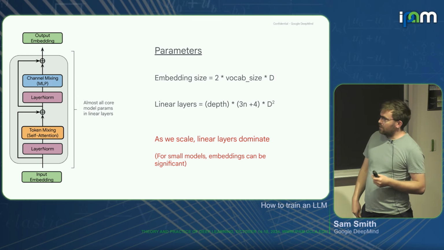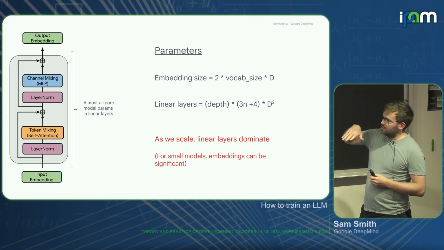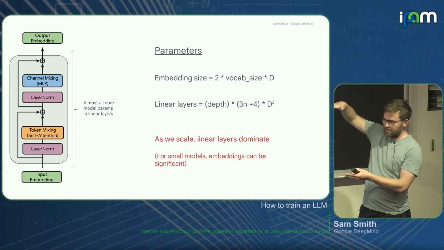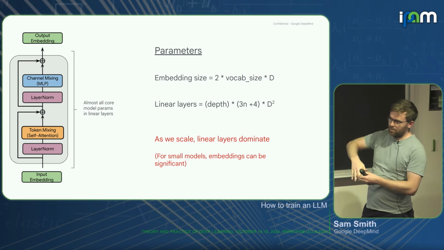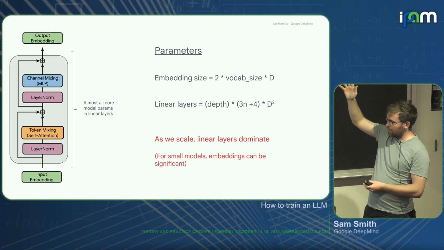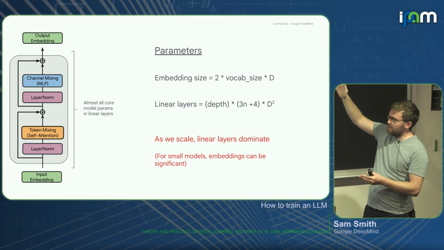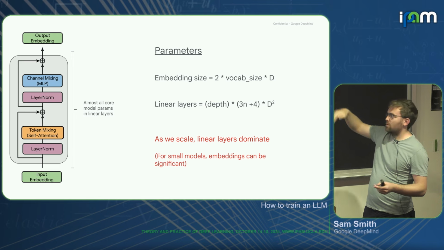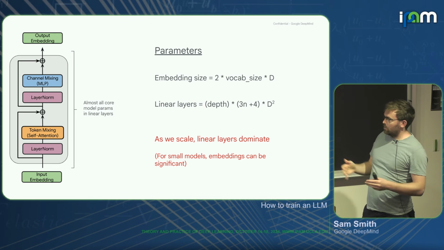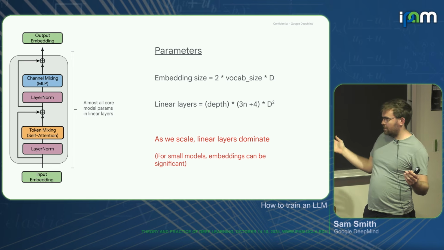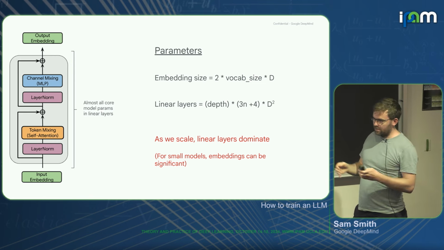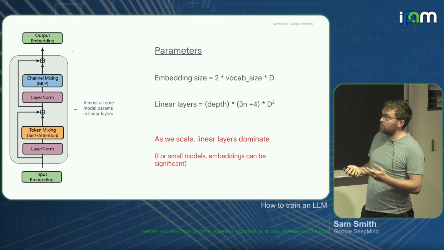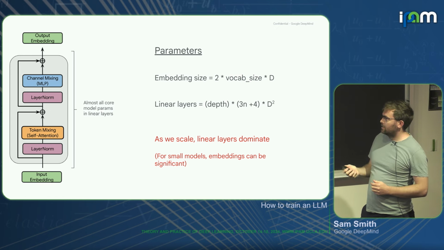First of all, as we just saw in the last few slides, essentially all parameters inside the core of the model are inside linear layers. The only significant number of parameters outside of linear layers is the input embedding and the output embedding. The size of the embeddings will be twice the vocab size times the model width, whereas the linear layers scale with both depth and width squared. So as you scale up the model, the embeddings become free, and basically all the parameters are inside linear layers. This is not true for small models, where you could have as many as half of the parameters in the embeddings.